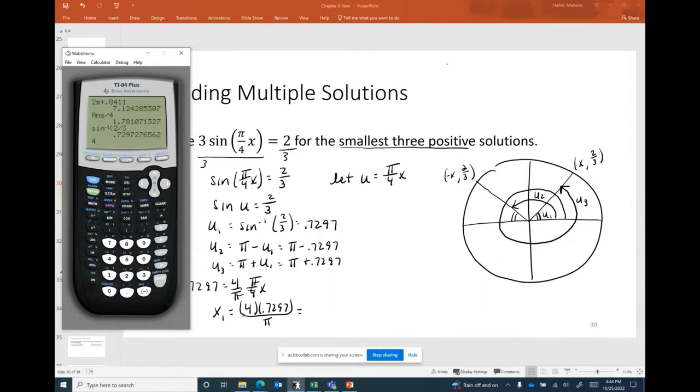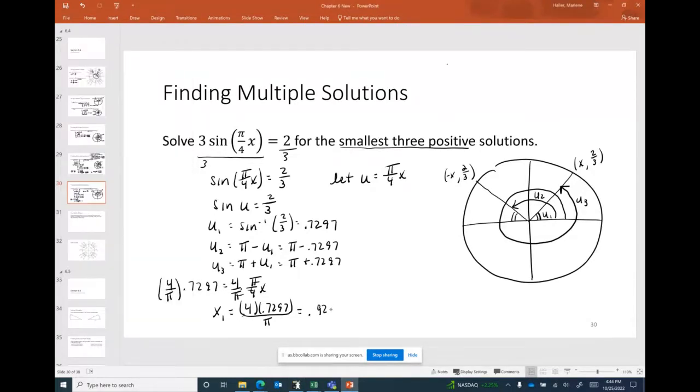And let's see what that is. 4 times, I can keep all my decimals, I can just say answer. 4 times answer. Okay. Hit enter. It's that divided by pi. And it's 0.9291. So there's x sub 1. It's one of our answers. Now we need x sub 2. X sub 2, that's going to be 4 times, what was u sub 2? Pi minus 0.7297 over pi.